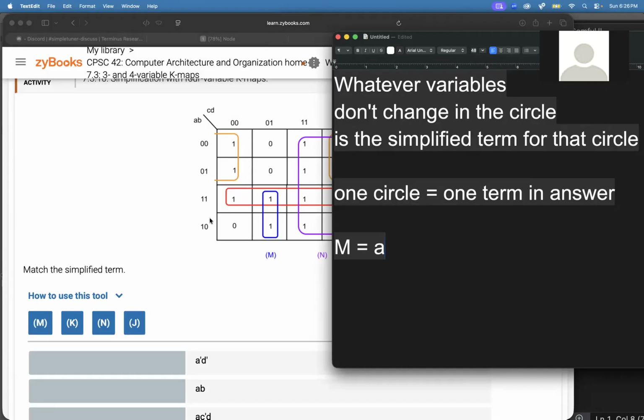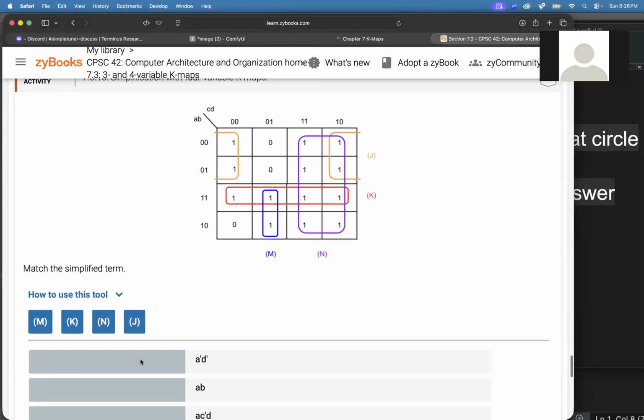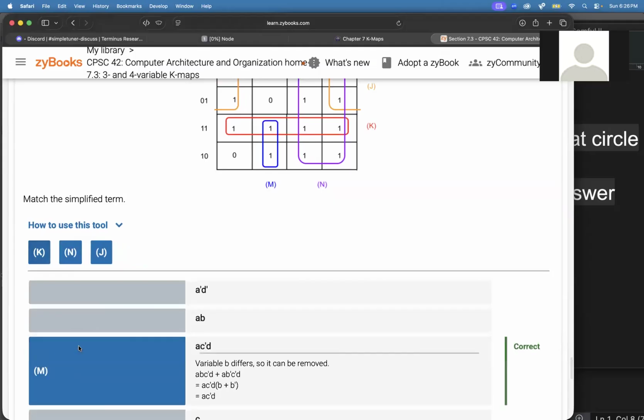And then you move to C. And so you say in the blue box, actually C is just 0 in the entire blue box, right? Because the whole column is C0, D1. So C is 0 in the entire box. So that's not C. And D is 1 in the entire box, which is D. So what is box M? It's A, not C, D.